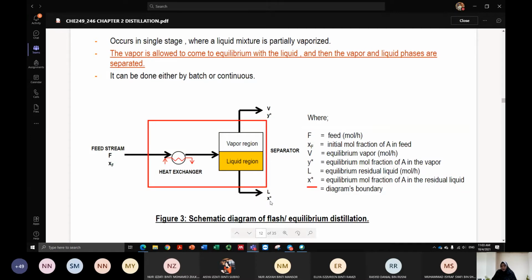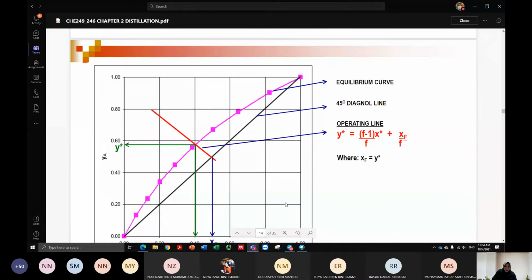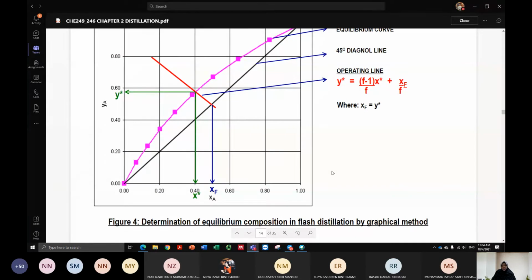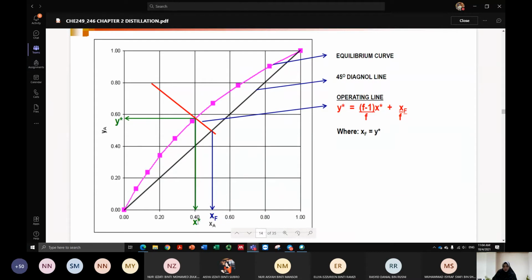If you are given the first condition, you would have YA1 star, XA1 star. If you are given the second condition, you might present it as YA2 star and XA2 star as your subscript. The star here represents that we have flash distillation, and these components must be in equilibrium. So our objective is to solve for this green value and this green symbol, Y star and X star. That is our purpose.